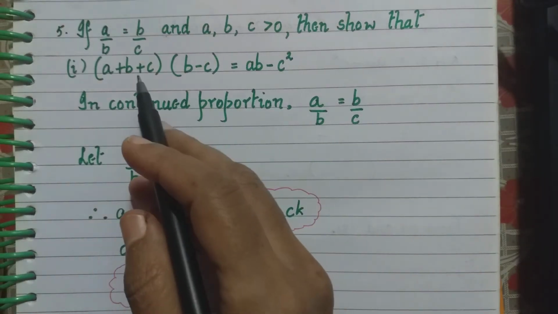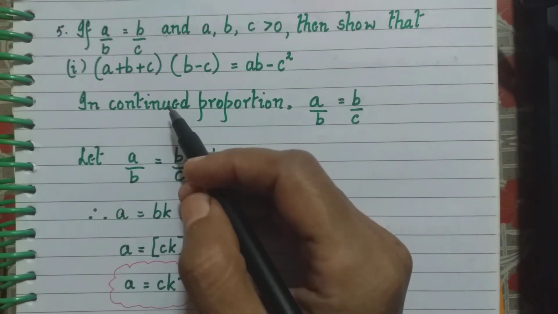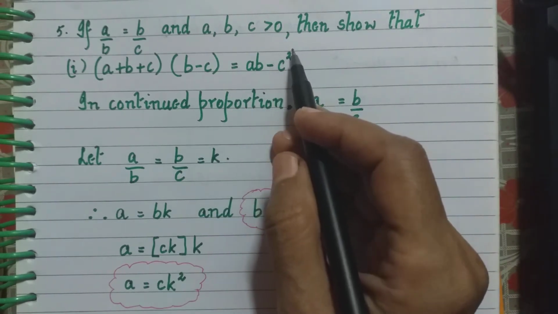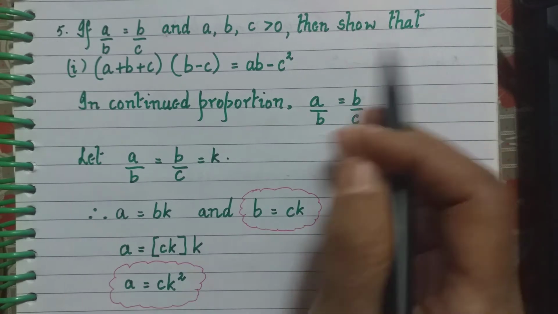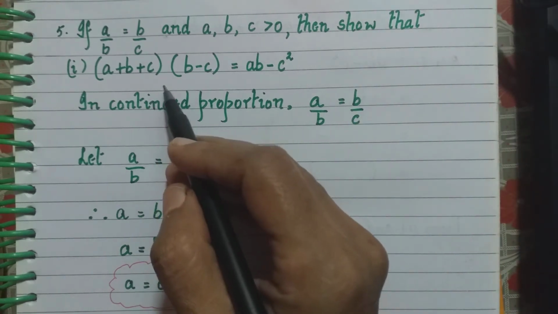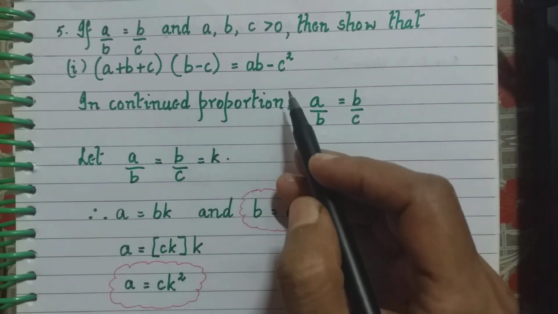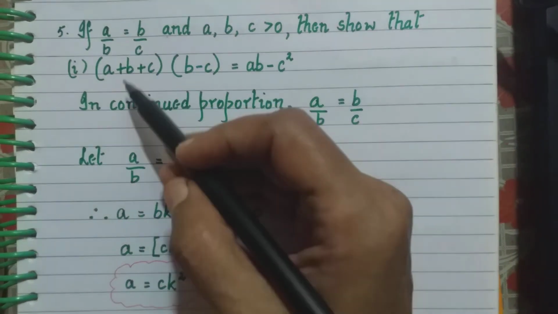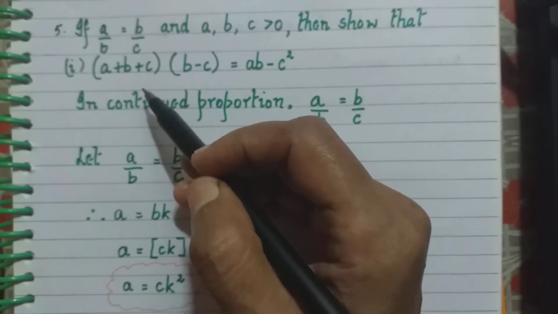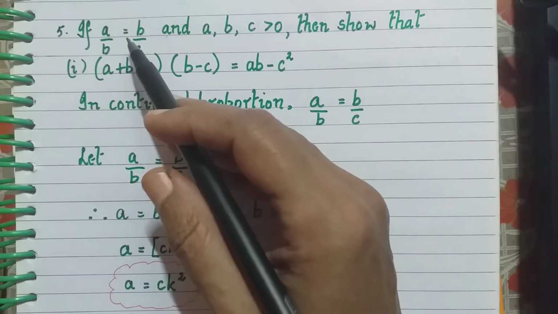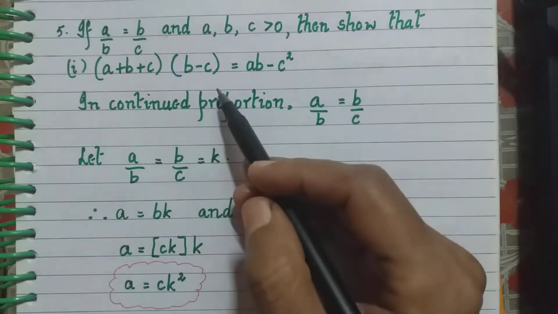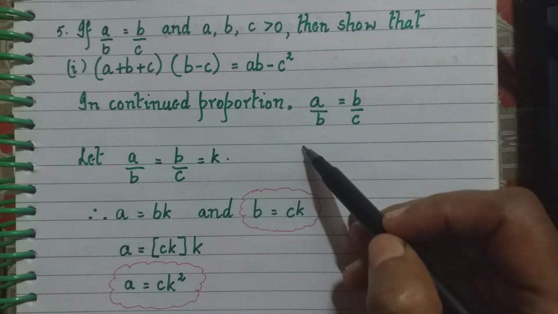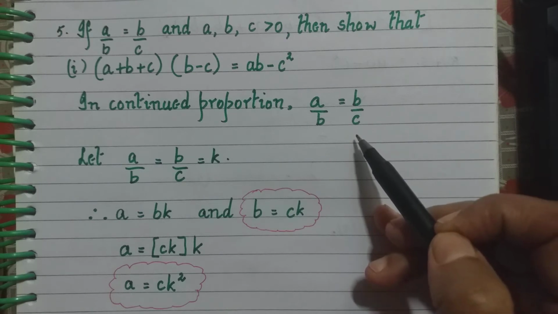Fifth question: if a by b equals b by c and a, b and c are greater than 0, then show that (a plus b plus c)(a minus c) equals a b minus c square. Now when a by b is equal to b by c, it is clear that a, b and c are in continued proportion. So in continued proportion, a by b equals b by c, we know that.